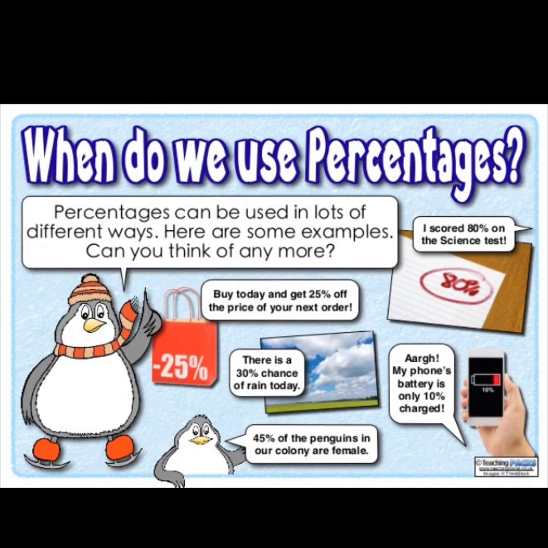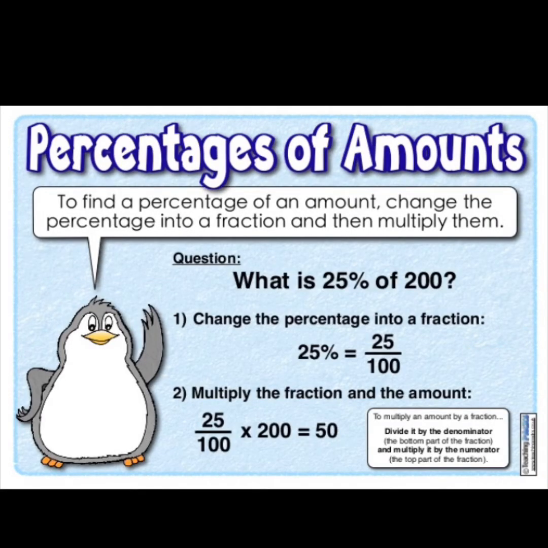To calculate a percentage off, a discount of something, you need to be able to use multiplication, division, addition and subtraction in different ways. The way we're going to do it now is we're going to use fractions and multiplication to figure out how much a discount is worth. So to find a percentage of an amount, change the percentage into a fraction and then multiply them. So for this question, what is 25% of 200?